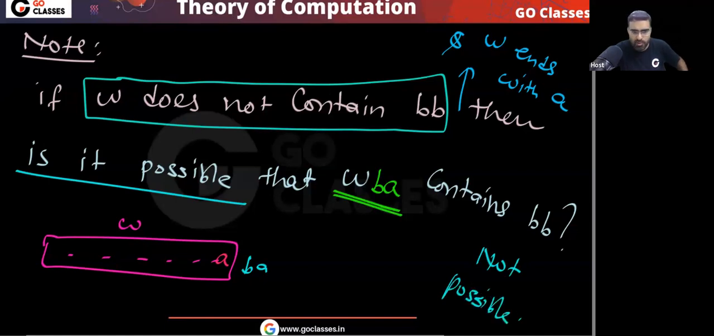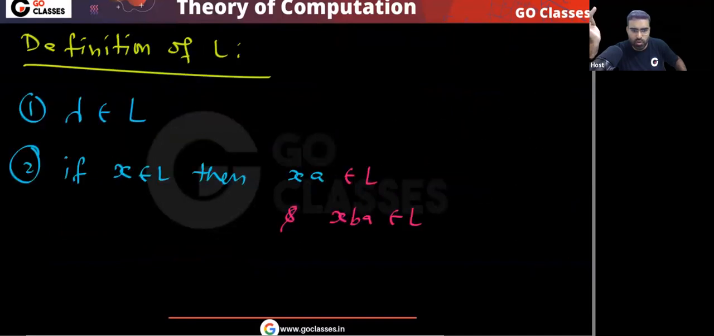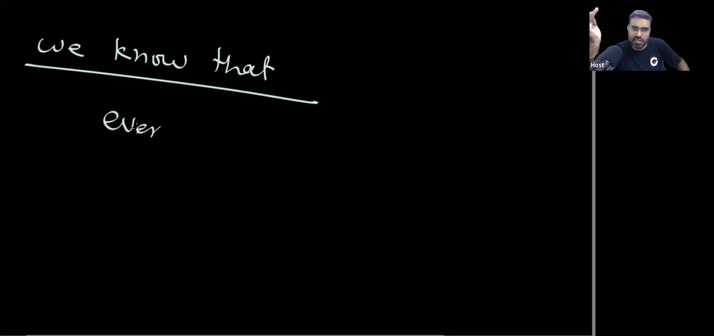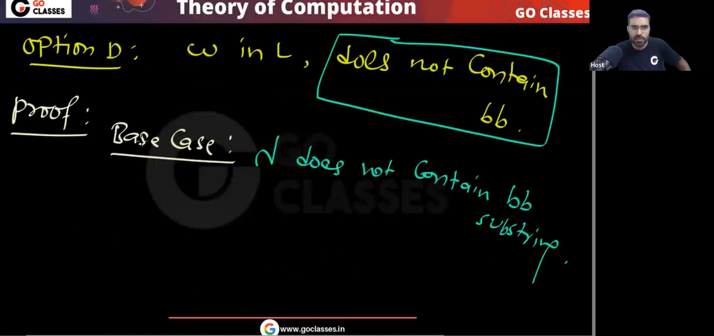So now let's come back to our option. Now we are saying that you already know that all the non-empty strings they end with A. Yes or no? We know that we have already proven that every non-empty string in L ends with A. Correct? This we already know. So W is in L and you already know that W ends with A. All the non-empty strings.